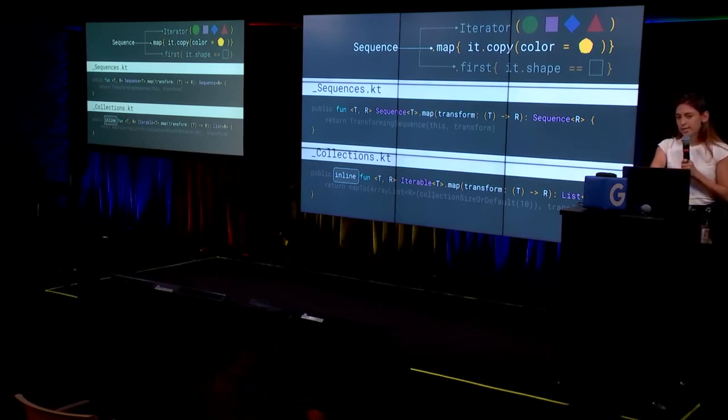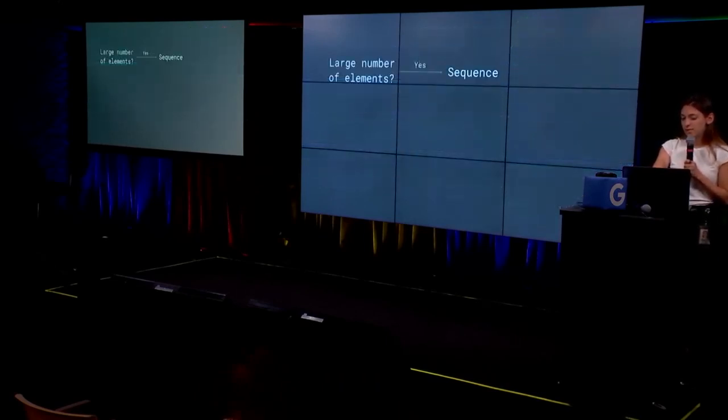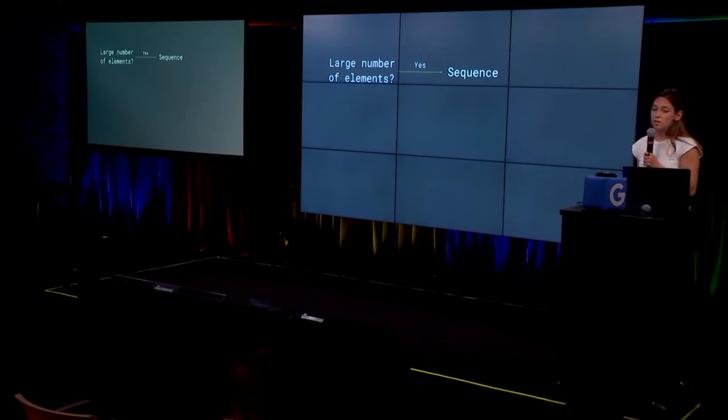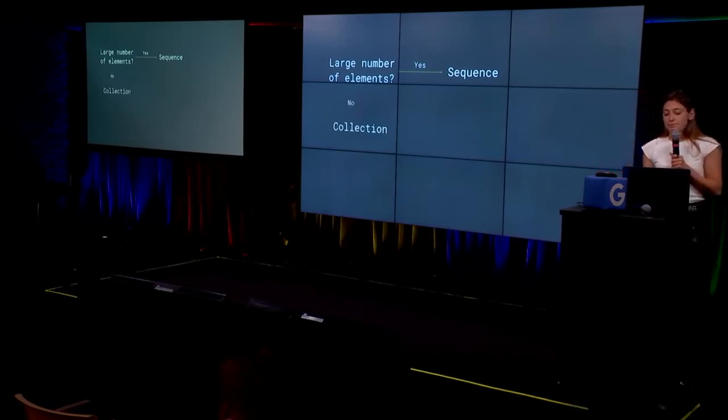So overall, collections or sequences, which one should you use? I would say that if you have a large number of elements, then you could use sequences, especially if you have a lot of operations happening on them, because then you would only store the functions. But if not, you would use collections.